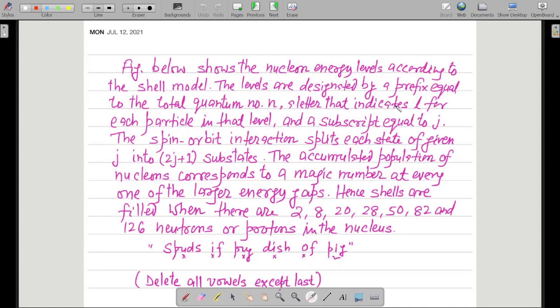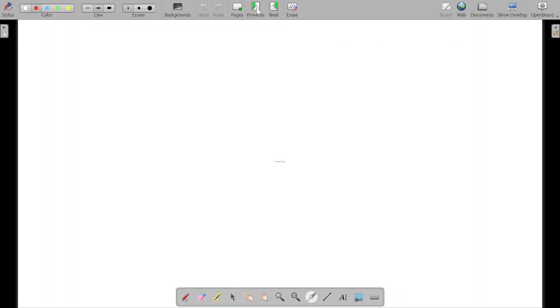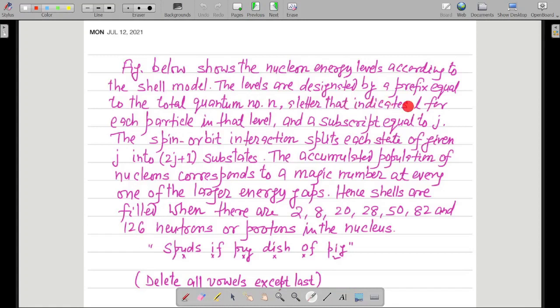A letter indicates L for each particle in that level. The letter means S, P, D: L equal to 0 represents S, L equal to 1 represents P, L equal to 2 represents D, L equal to 3 represents F, and L equal to 4 represents G. So S, P, D, F are the letters for various values of L for each particle in that level, and a subscript equal to J.